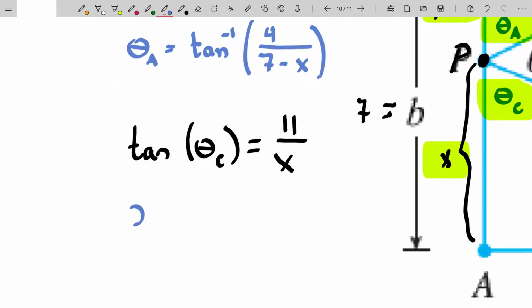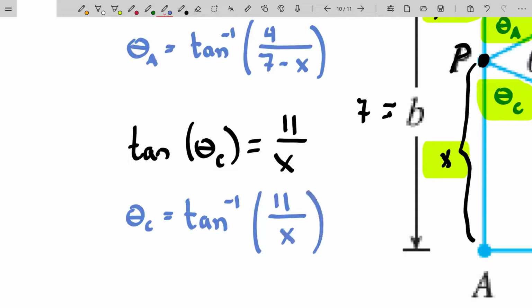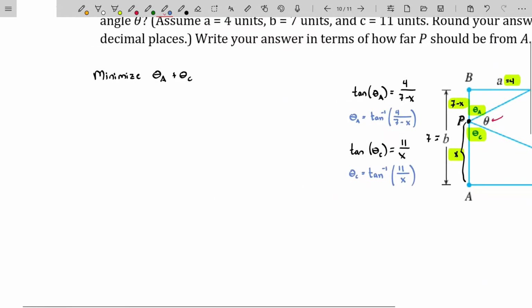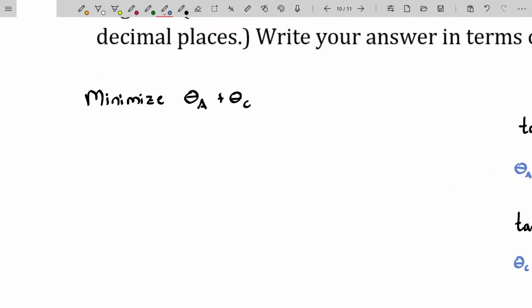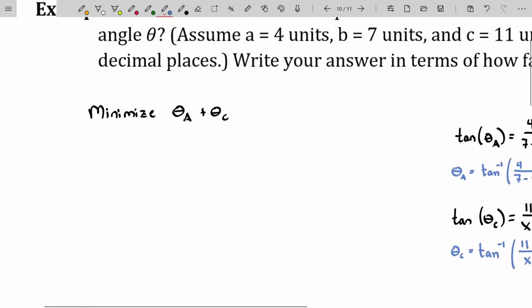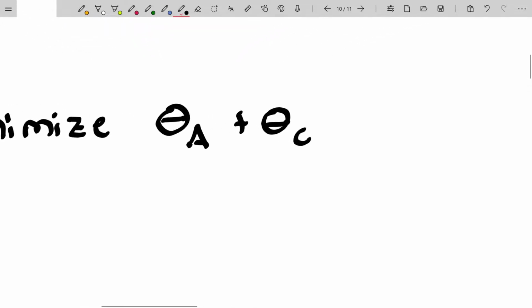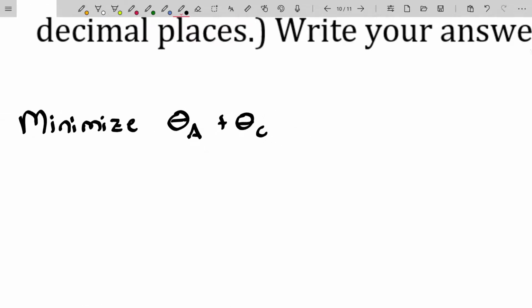And likewise, theta sub C is going to be the tangent inverse of 11 over x, and again, that will be an acute angle. So really what we want to minimize is the sum of those tangent inverses. And what I'm going to do is go ahead and say, how do I want to say this? I don't want to call that angle theta because it's not, right? That angle is actually pi minus theta. So maybe I'll just call it pi minus theta. That's really what it is.